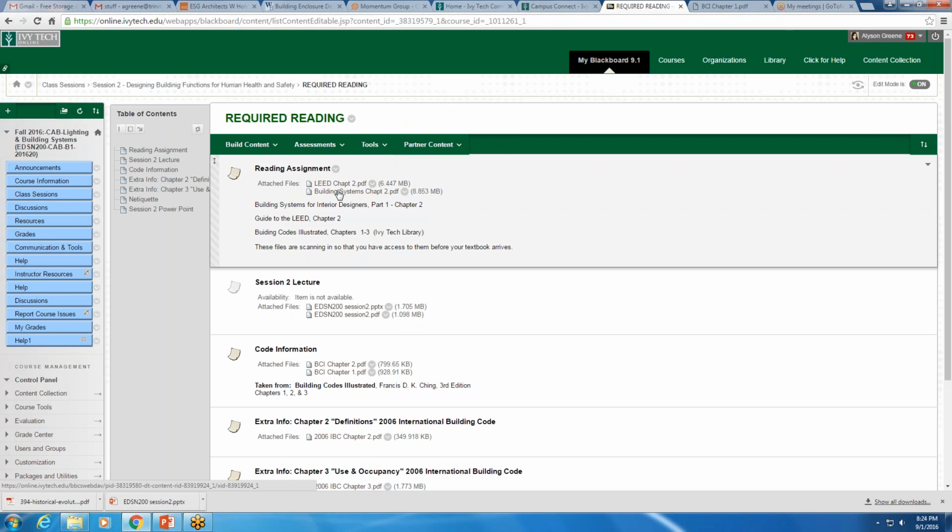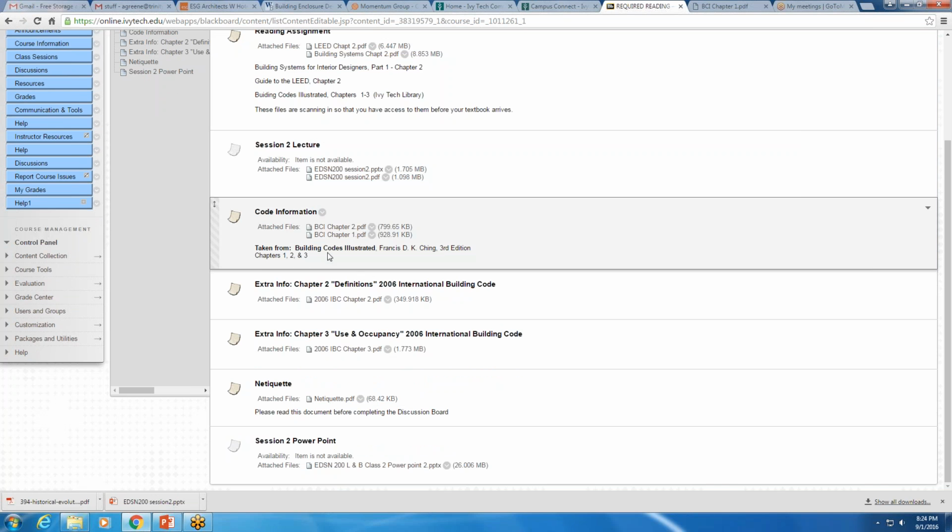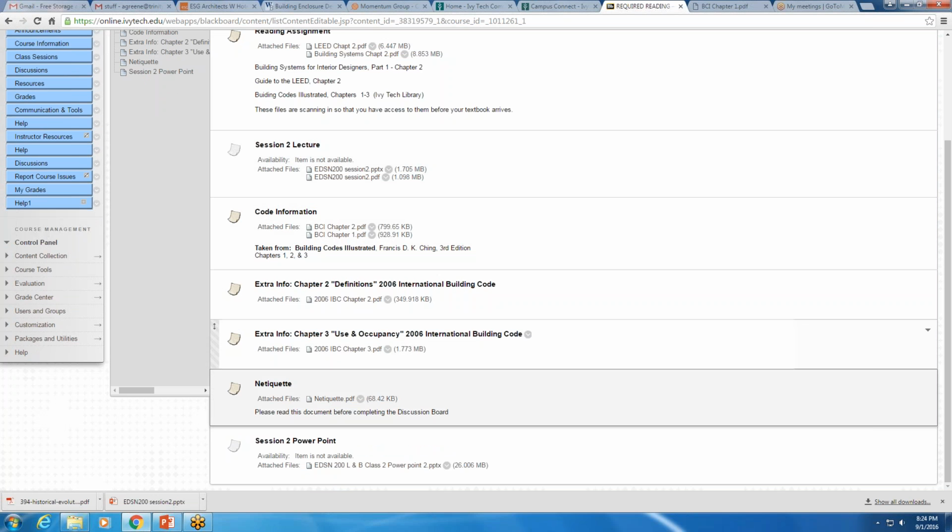So the reading assignments that the quiz will be based off of are going to be LEED Chapter 2, Building Systems, Chapter 2. Then code information, this is more how to use the building code book. And then the extra Chapter 3 in here.